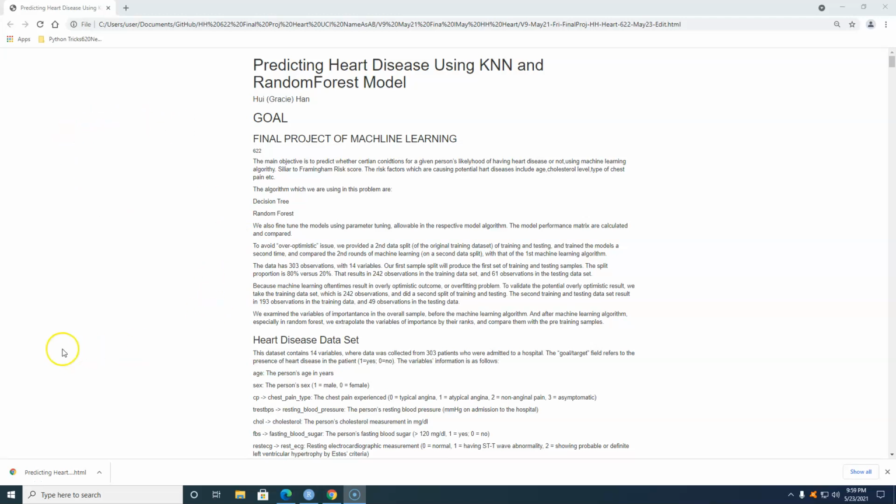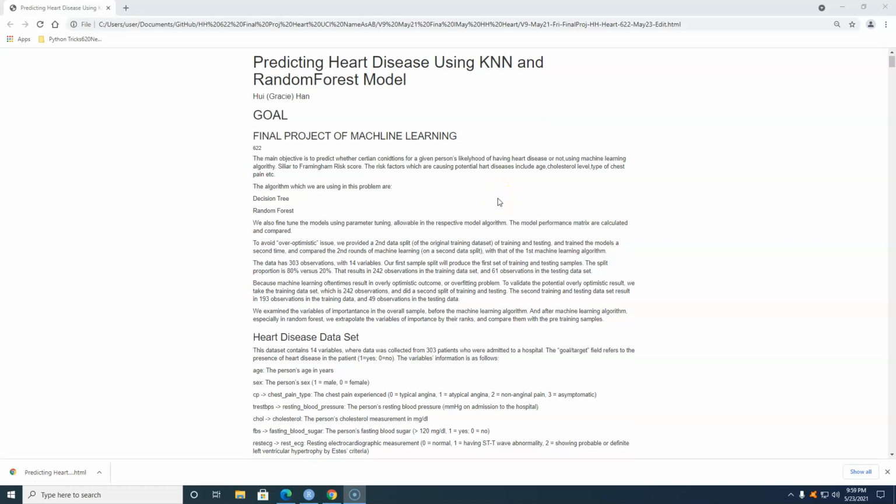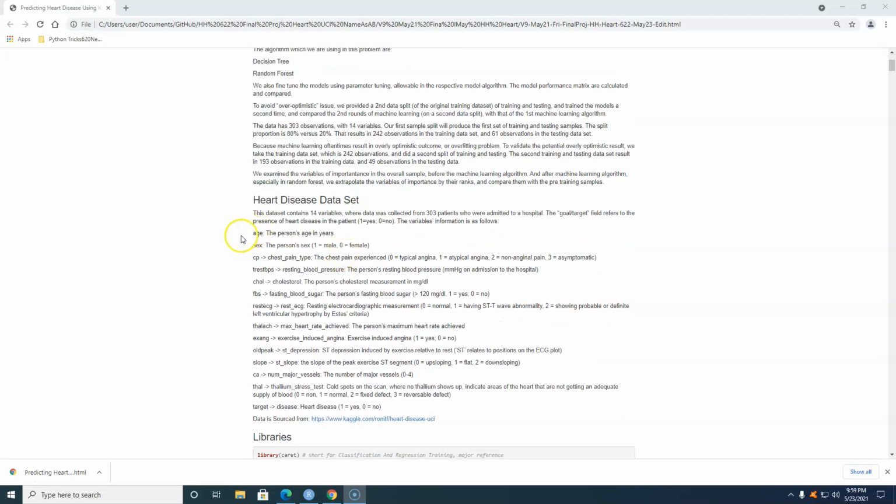I'm here to present the project Predicting Heart Disease using K-nearest neighbors and random forest models. The goal of this project is to predict whether a person has heart disease or not using variables of interest, mostly heart-specific variables such as chest pain, cholesterol, fasting blood sugar, and thallium-induced maximum heart rate, and some ECG factors like ST depression, ST slope, etc.